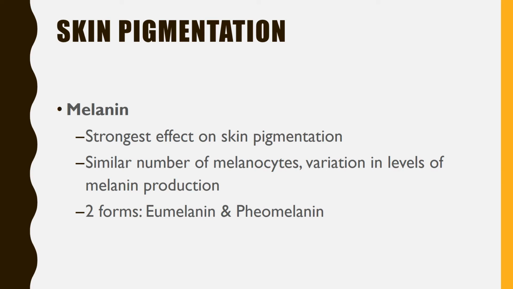There are two forms or two types of melanin, and we're not going to go into too much detail about these, but I wanted to mention them. The first one is eumelanin, and it's the most common. It produces a brown kind of tan color. And the second one is pheomelanin, and it produces more of a red kind of orange color.